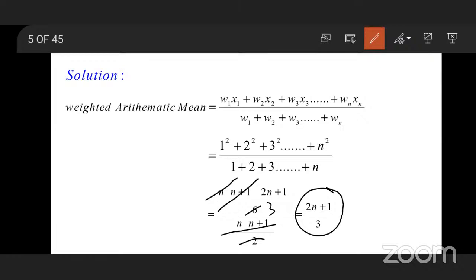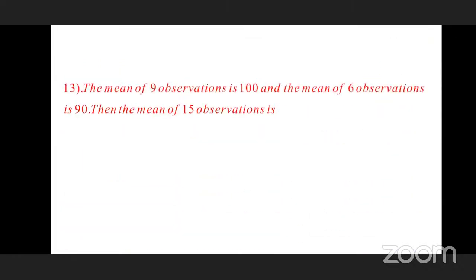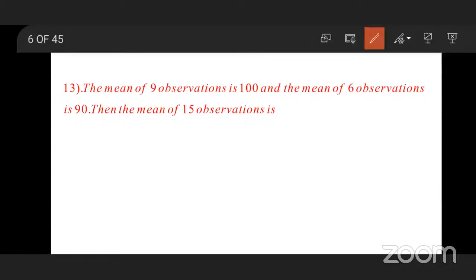Next problem: the mean of 9 observations is 100, and the mean of 6 observations is 90. Then what is the mean of the 15 observations? How to find it? It is simple here.